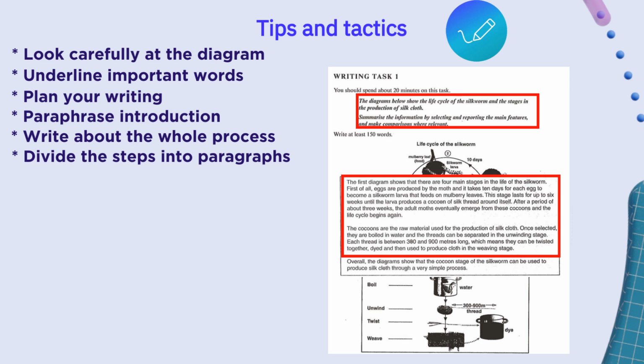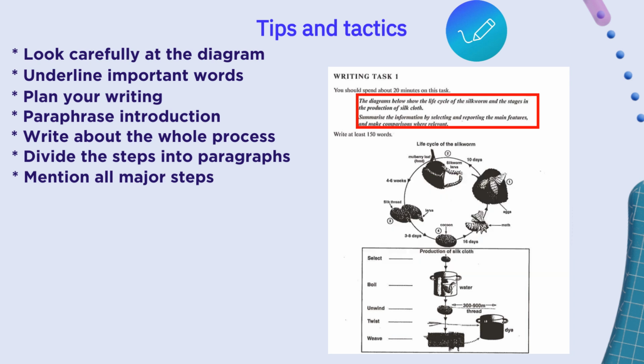Next, divide the steps shown in the diagram into 2 paragraphs. If the diagram shows a single process, choose a logical point, one of the major stages in the process, and divide your answer into 2 parts there. You should try to mention all the steps in a process, but you can omit minor details. Follow the order of the steps in the process.